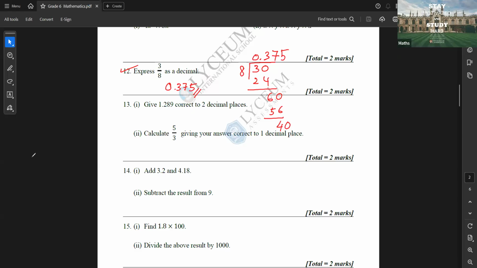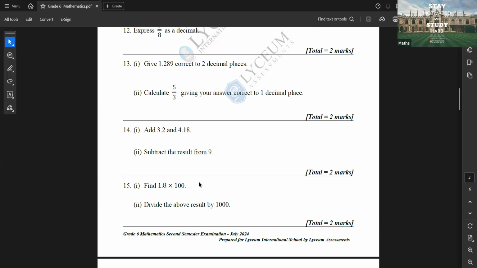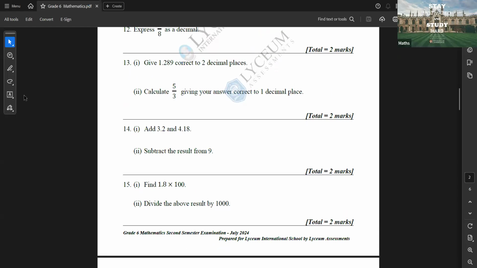Question number 13. Give 1.289 correct to 2 decimal places. So here, the first digit after the decimal point is the first decimal, and here is the second decimal. So you have to round to here.